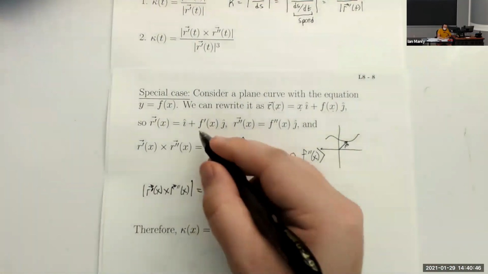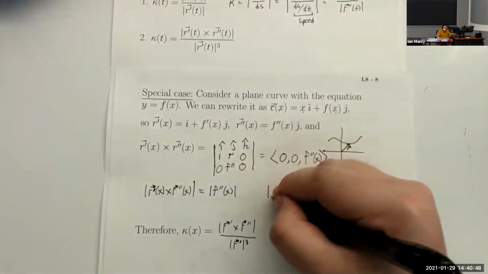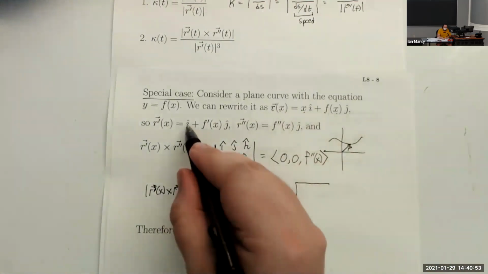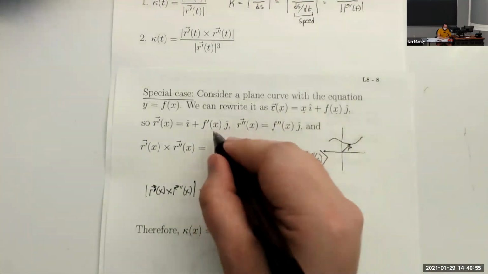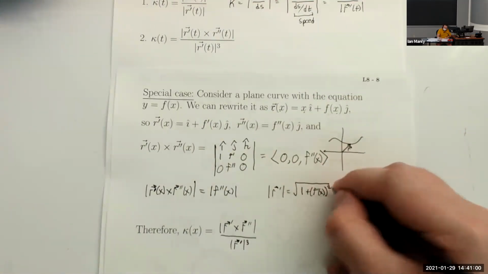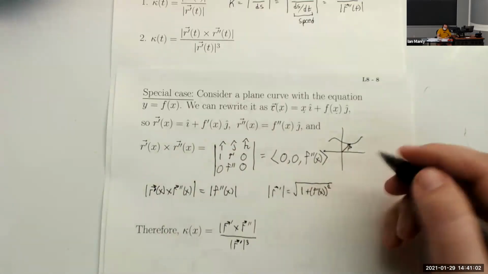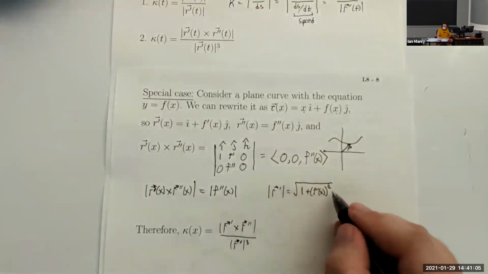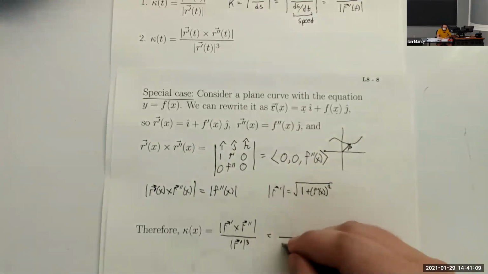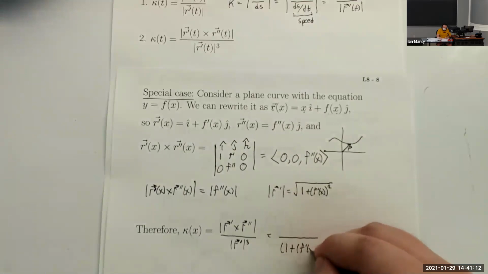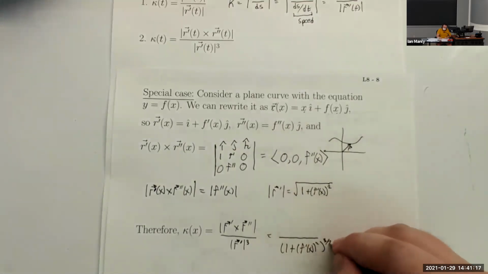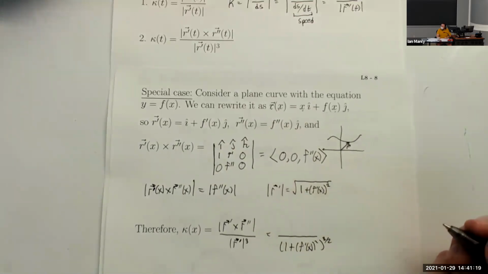Okay, let's figure out what the magnitude of r prime is. So that's the square root of the x component squared, so 1, plus the y component squared, so that's f prime of x squared. And then there is no z component. So this is the magnitude of r prime. Now remember, we're going to cube this, so our denominator ends up being 1 plus f prime of x squared, and if I cube a square root, this is the same thing as doing it to the 3/2 right here.